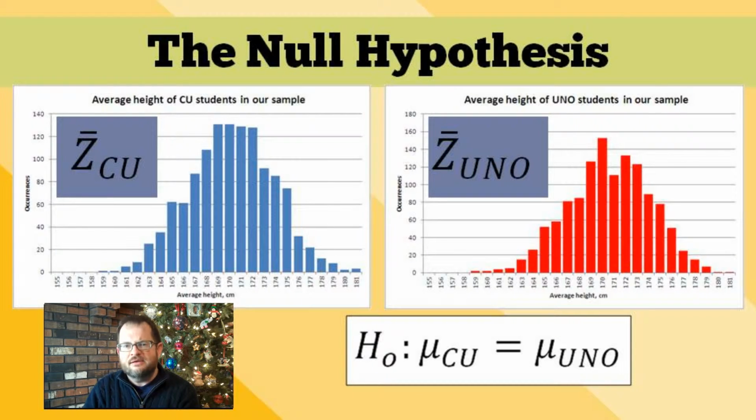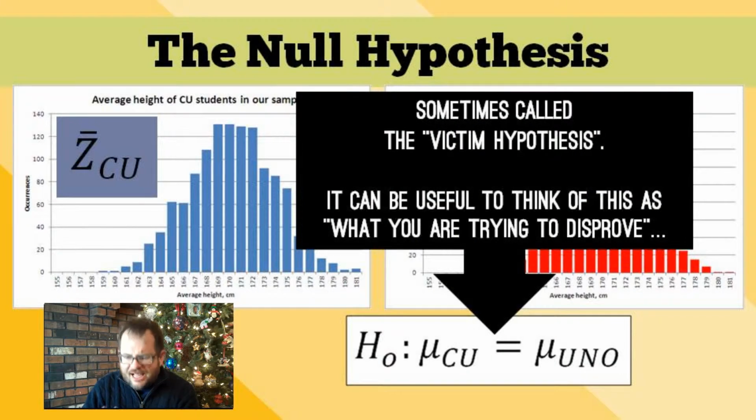Maybe the mean of the heights of Creighton students, mu, is equal to the mean, mu, of heights of UNO students. That certainly is a possibility. Alright, now this is going to be one of our two hypotheses here. Now that might seem like the not so interesting one. That's okay, we're going to have a second hypothesis as well.